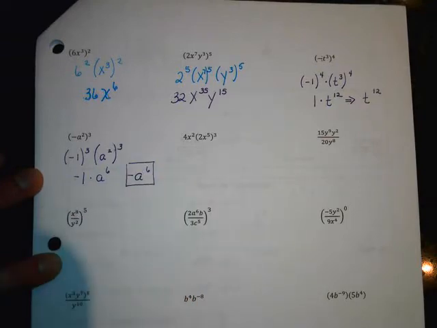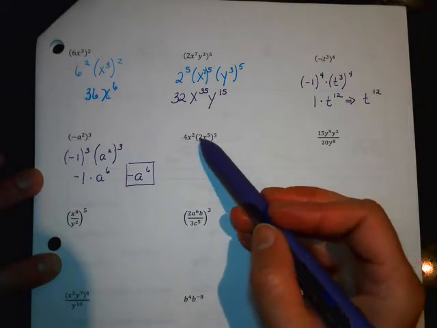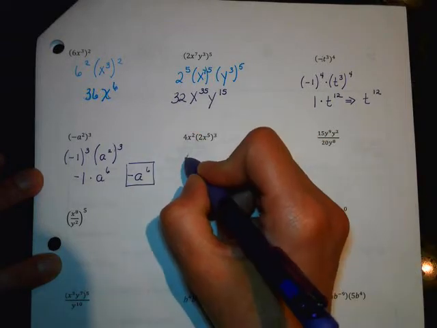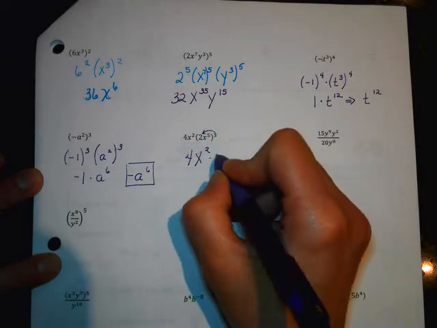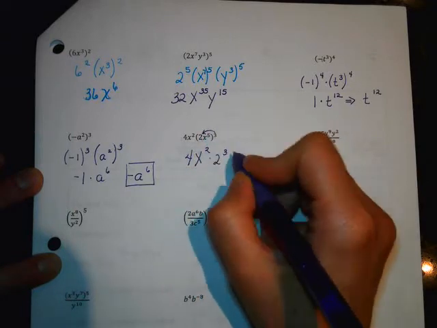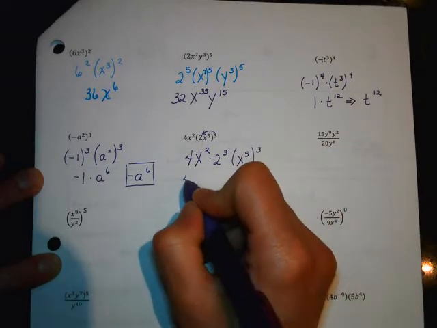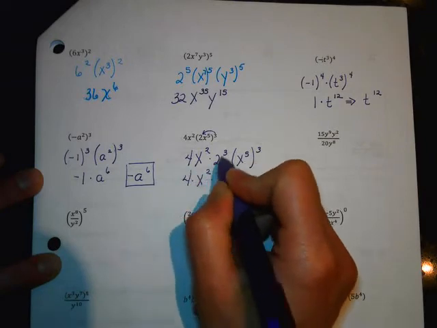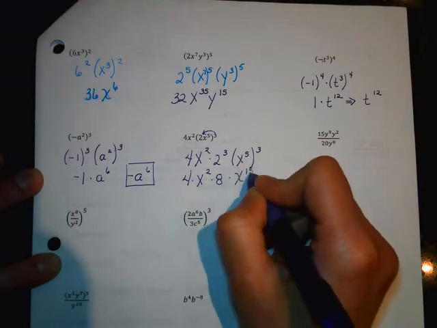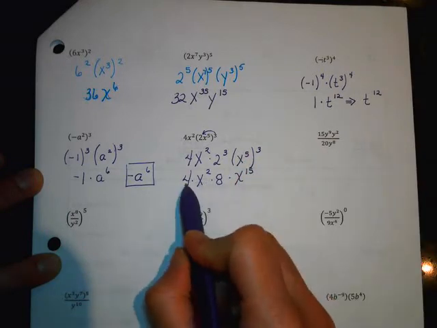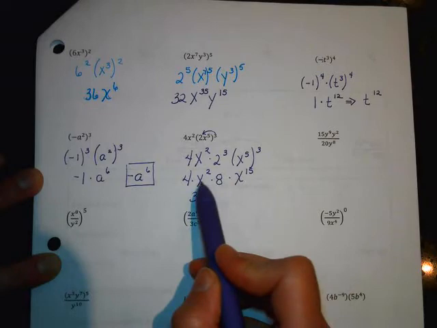Alright, so PEMDAS says we've got to deal with these parentheses first. So this will hang out, and then we'll raise 2 to the 3rd power, and then we'll raise the x to the 5th to the 3rd power. So 4 times x squared, 2 to the 3rd is 8, and this will be x to the 15. Alright, so 4 times 8 is 32. And then if we have like bases and we're multiplying, we keep the base and add the exponents.